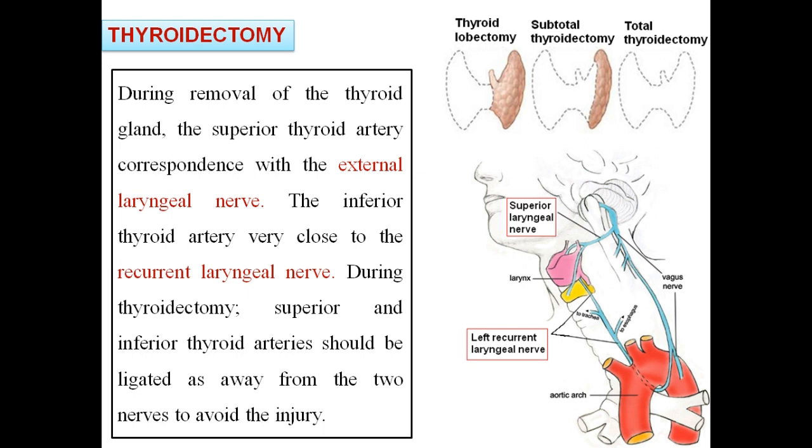You can see the image. The superior laryngeal nerve comes directly from the vagus nerve, which divides into two divisions, the internal laryngeal nerve and then the external laryngeal nerve. The external laryngeal nerve is closely associated with the superior thyroid artery. The recurrent laryngeal nerve corresponds with the inferior thyroid artery. So during thyroidectomy, the superior and inferior thyroid arteries should be ligated away from the two nerves to avoid injuries.